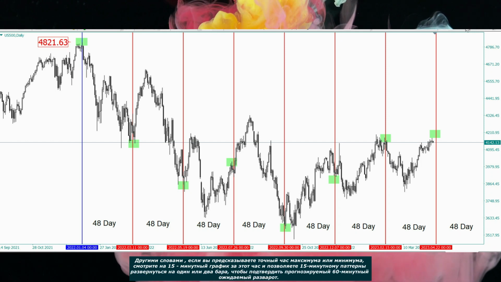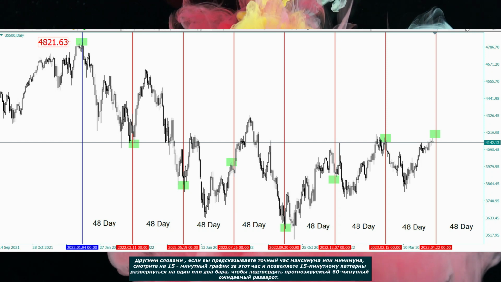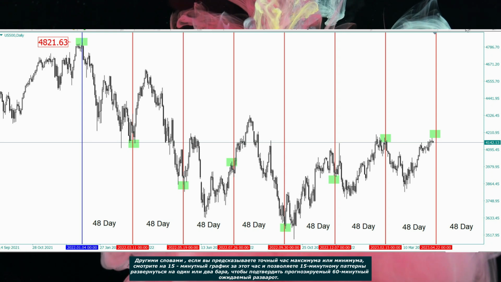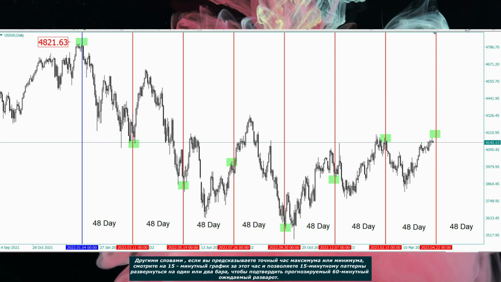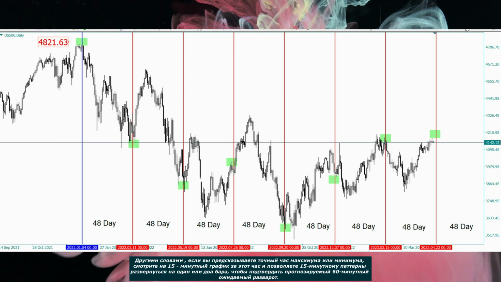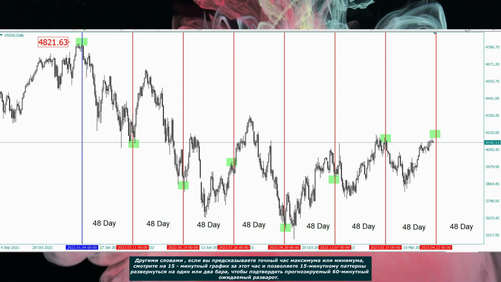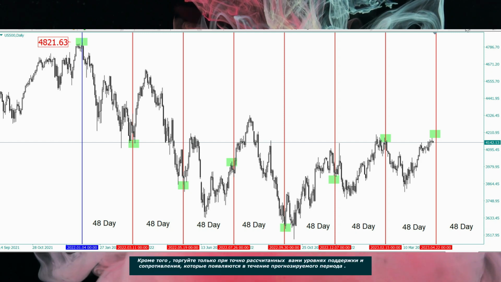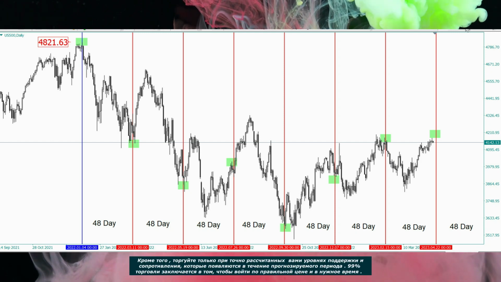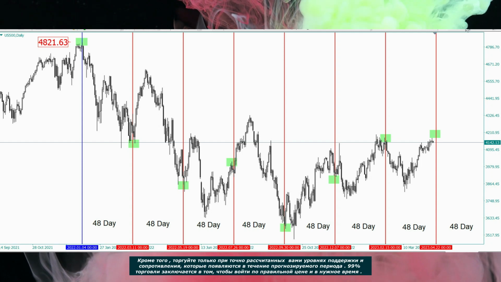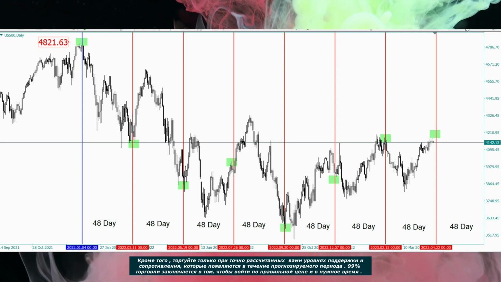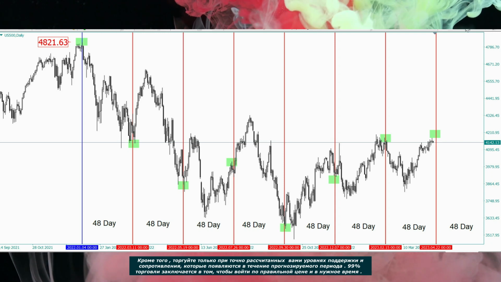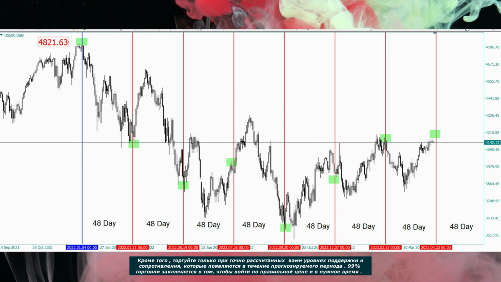In other words, if you predict the exact hour of the high or low, look at the 15-minute chart for that hour and let the 15-minute patterns turn by 1 or 2 bars to confirm the predicted 60-minute expected reversal. In addition, trade only at precisely calculated support and resistance levels that appear during the forecast period. 99% of trading is to enter at the right price and at the right time.